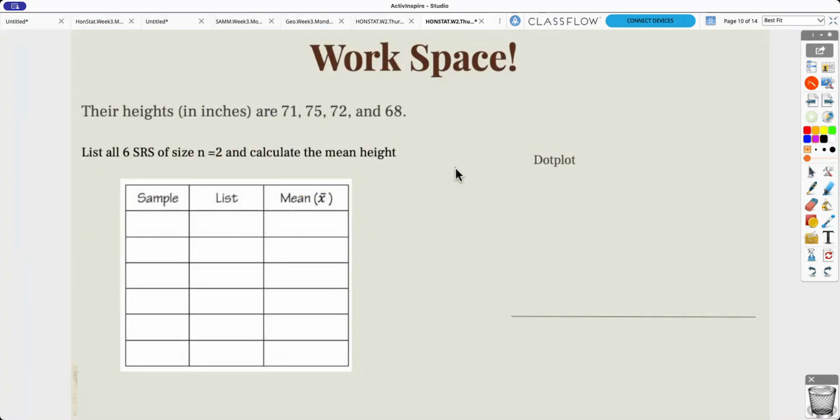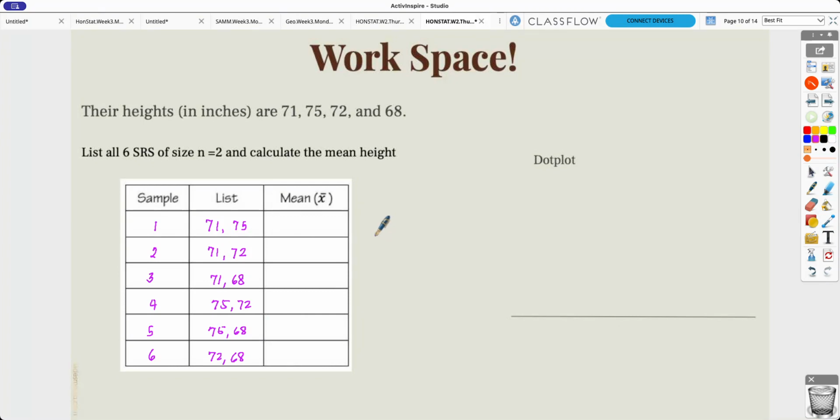So here are the heights. So we have 6 samples here. Sample 1, 2, 3, 4, 5, 6. Now take note that we are taking 2 at a time. So the first combination taken 2 at a time, we say 71 and 75. And then 71 and 72, and then 71 and 68, and then 75 and 72, 75 and 68, and 72 and 68. So these are the combinations.